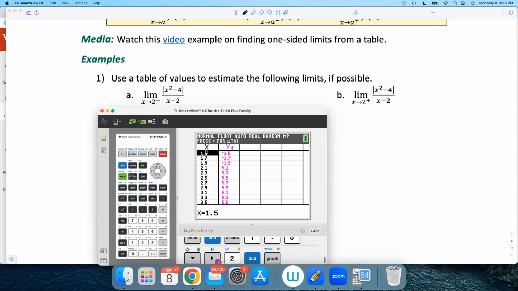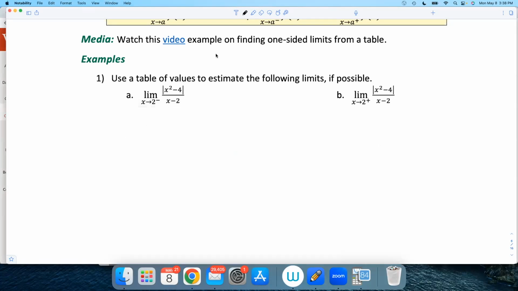So these y values below, see here, all these x values are less than 2. The y values look to me like they're getting closer to -4. Now I'm above 2 from here down. As I'm going smaller, getting closer to 2 from above, the y values are getting closer to +4. So this one seems to be -4. This one seems to be +4.